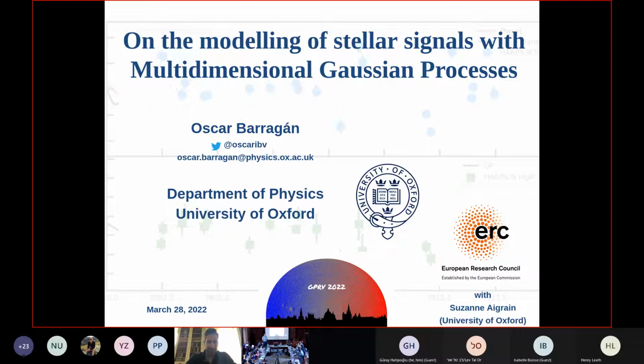And I will be presenting practically what I have been doing in the last 3 years, and it's trying to use the multidimensional Gaussian process approach to model the stellar signals in spectroscopic time series, which is radial velocities and activity indicators. So the reason why we want to do this is because we want to find planets, but unfortunately, or fortunately because it's more fun, stars are not uniform disks of light.